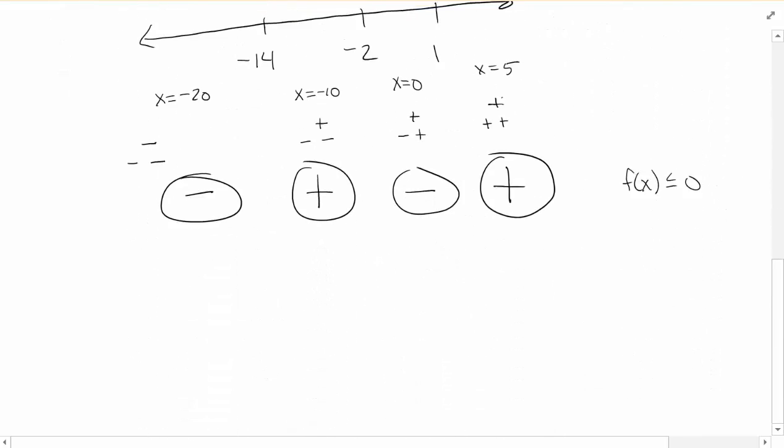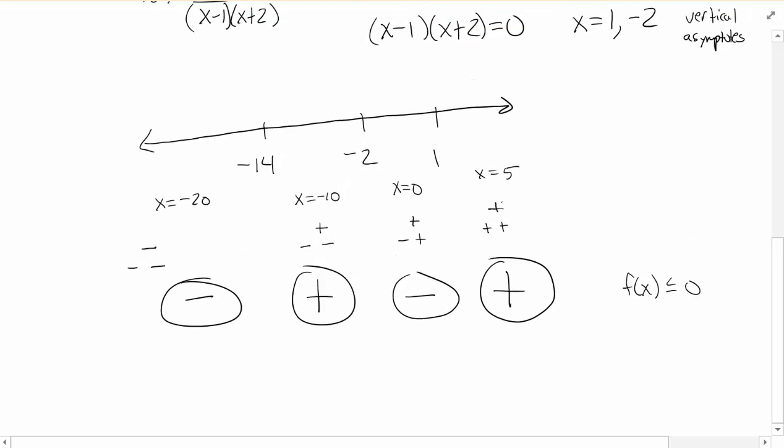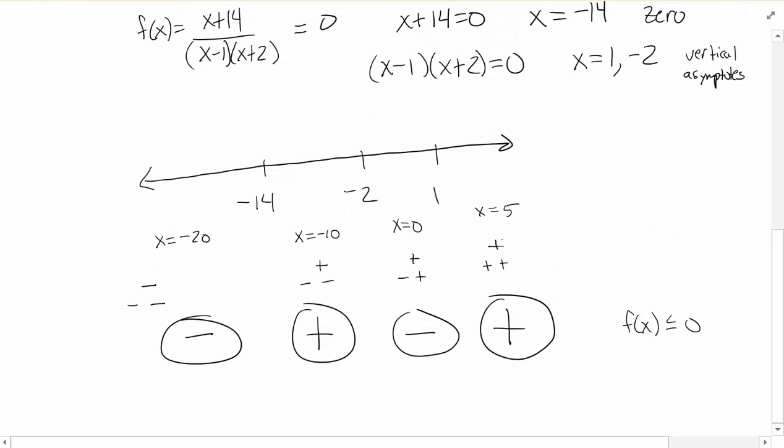Okay, so I want essentially the negatives of these. So f of x is less than or equal to 0. My solution is from, looks like over the left here, negative infinity up to negative 14. Now, negative 14 makes the numerator 0, so that's okay. I can include that. Union, and then let's see, the next negatives are between negative 2 and 1.